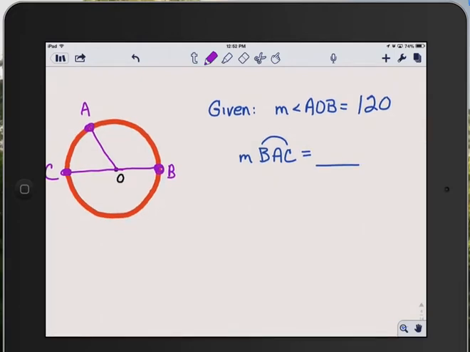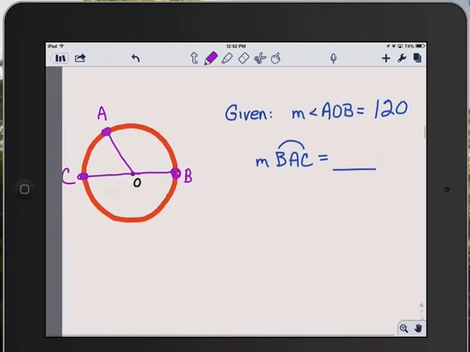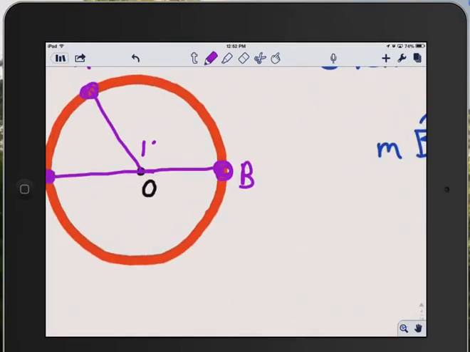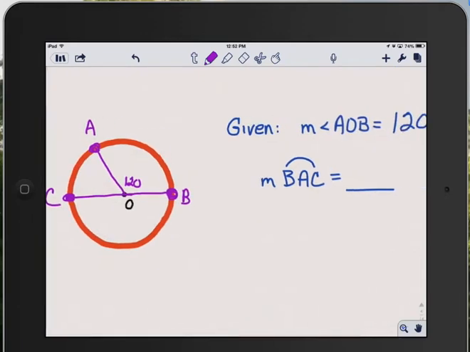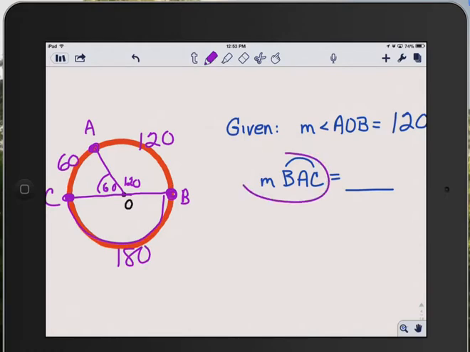Next problem. The measure of angle AOB is now, again, a central angle. It happens to be an obtuse angle this time, 120 degrees. We can add to the diagram. We can say its intercepted arc is equal to 120. Its supplement, 60 degree angle at angle AOC, its arc is equal to 60. The semicircle at the bottom is equal to 180. And we can now answer the question. The measure of arc BAC is the top half of the circle, which is 180 degrees.